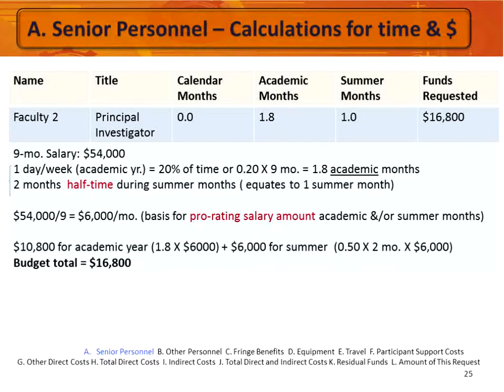Now let's look at a variation on this. We've got faculty member 2 that we're considering now. Basically the same information. The only difference is this time the faculty member is only going to spend half time during those 2 summer months working on the project. So we will be taking 50% of that 2-month salary, and the total funding request of course is less than the last one, but again we report this as academic months and summer months.